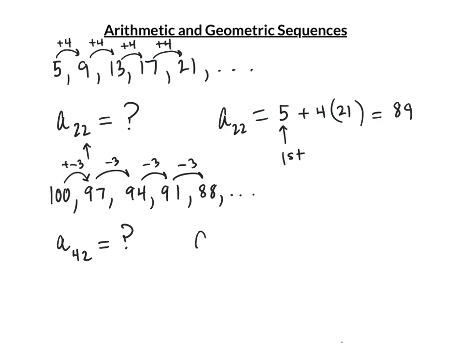To find the 42nd term, a sub 42, I start at 100. Every time I move forward one spot in the sequence, I take away 3. Because this is the first term, to get to the 42nd term, I only have to subtract 3 41 times. If I move 41 spots in the sequence from the first term, I'll get to the 42nd term. Enter that in the calculator and you get negative 23. The 42nd term in this list would be negative 23.